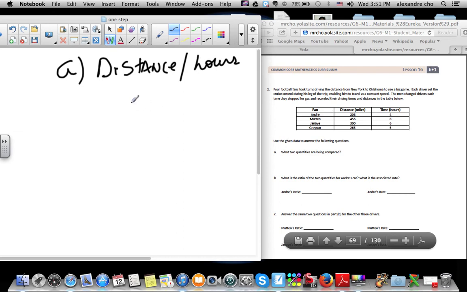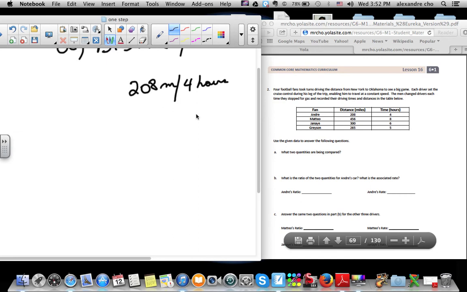Andre's car we're comparing 208 miles to 4 hours. What's the rate? What's the ratio of the two quantities? I think it's the same answer for A and B. Okay, for B in Andre's case. So C, answer the same two questions in part B for the other three drivers.